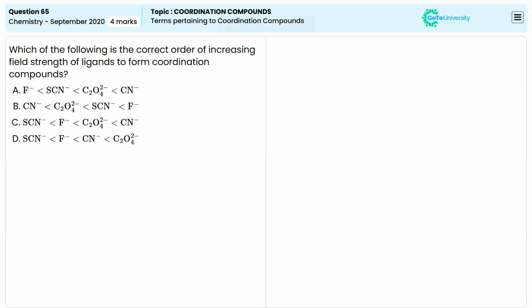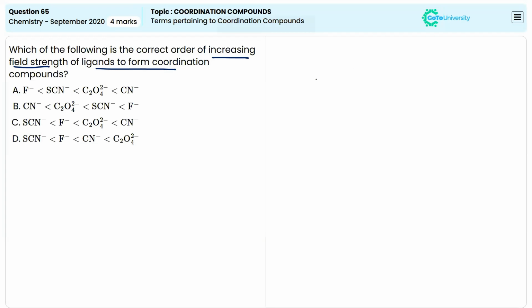In the next question, we have different ligands. We have to arrange them in increasing order of their field strength. This can be explained by using the spectrochemical series. According to the spectrochemical series, many of the ligands can be arranged in increasing order of their strength.